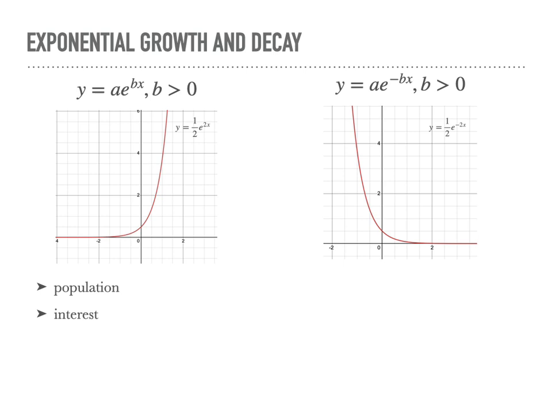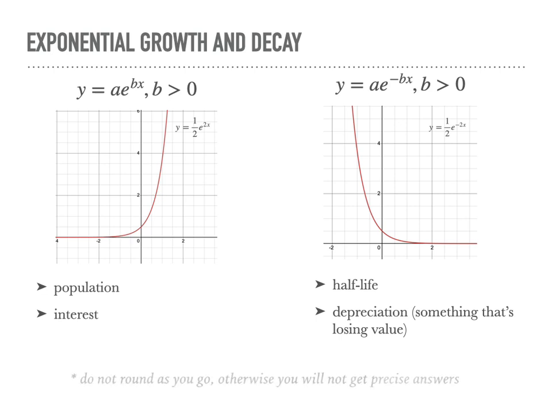Now, some ways to understand that it's going to be an exponential growth model is if it's talking about an increase in population or interest. And some terms that are usually associated with exponential decay models are half-life or depreciation, something that's losing value exponentially. And a good tip is to remember not to round as you go.